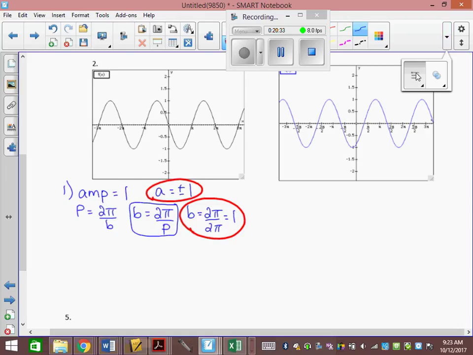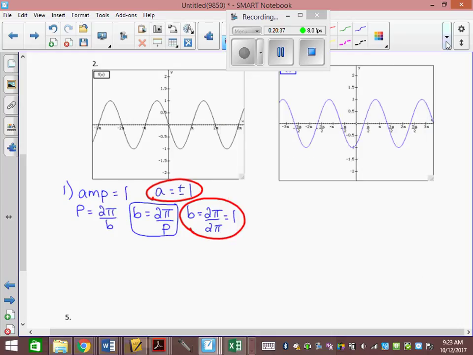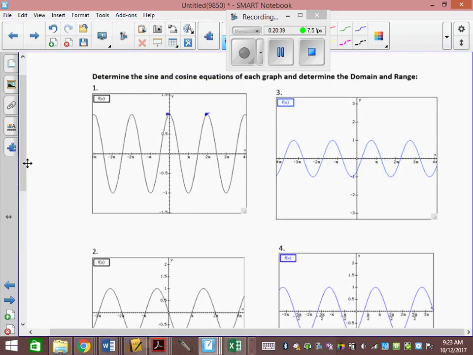Our D value is the midline, the line that cuts the graph in half, correct? So where does this graph get cut in half horizontally? On the x-axis, right? Because it would be 1 up and 1 down, because you told me the amplitude was 1. So it actually cuts the graph in half on the x-axis, which is at y equals what? Y equals 0. So what's our D value? 0.